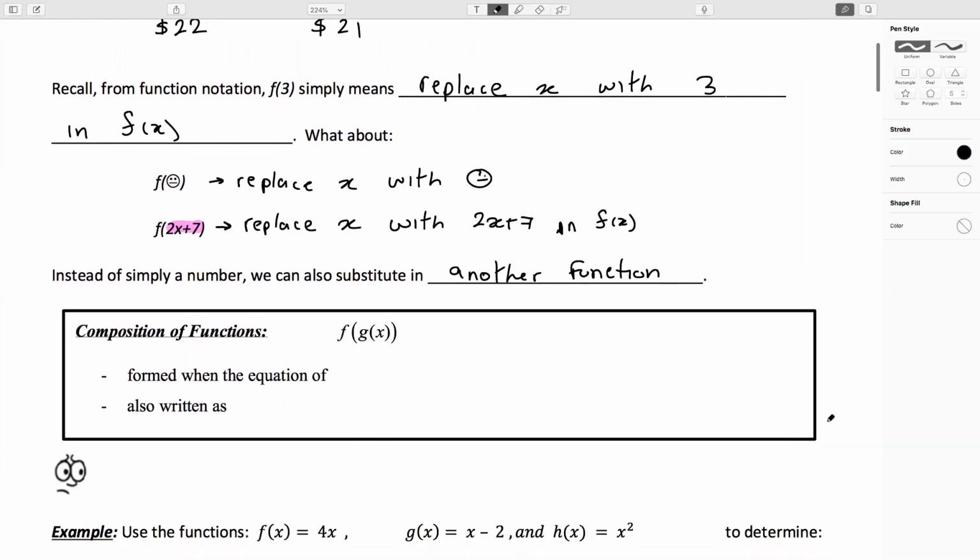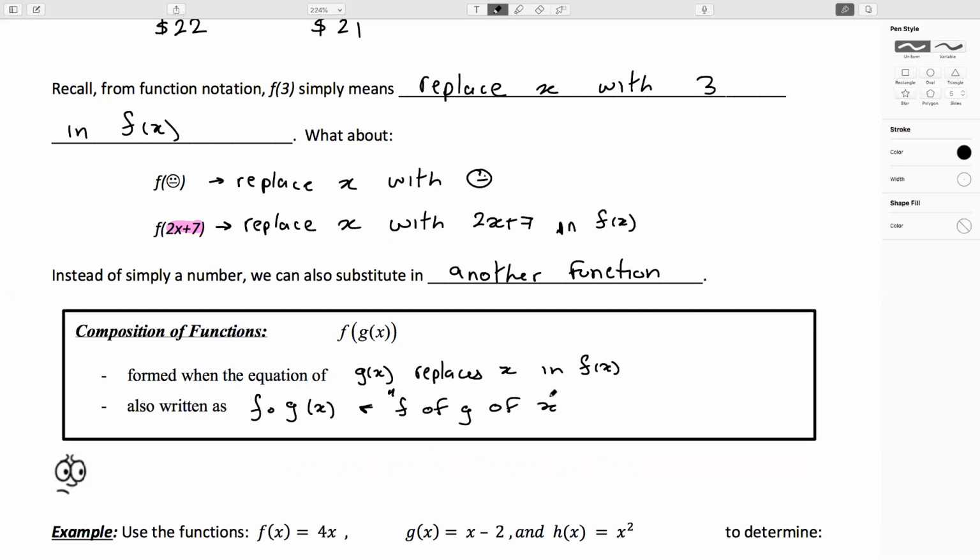So composition of functions. f of g of x is how you write it, or you could have written g of f of x. Technically, this is formed when the equation of g of x replaces x in f of x. Another way of writing this is f o g of x, and technically that would be pronounced as f of g of x. So maybe we'll put that in brackets. f of g of x.